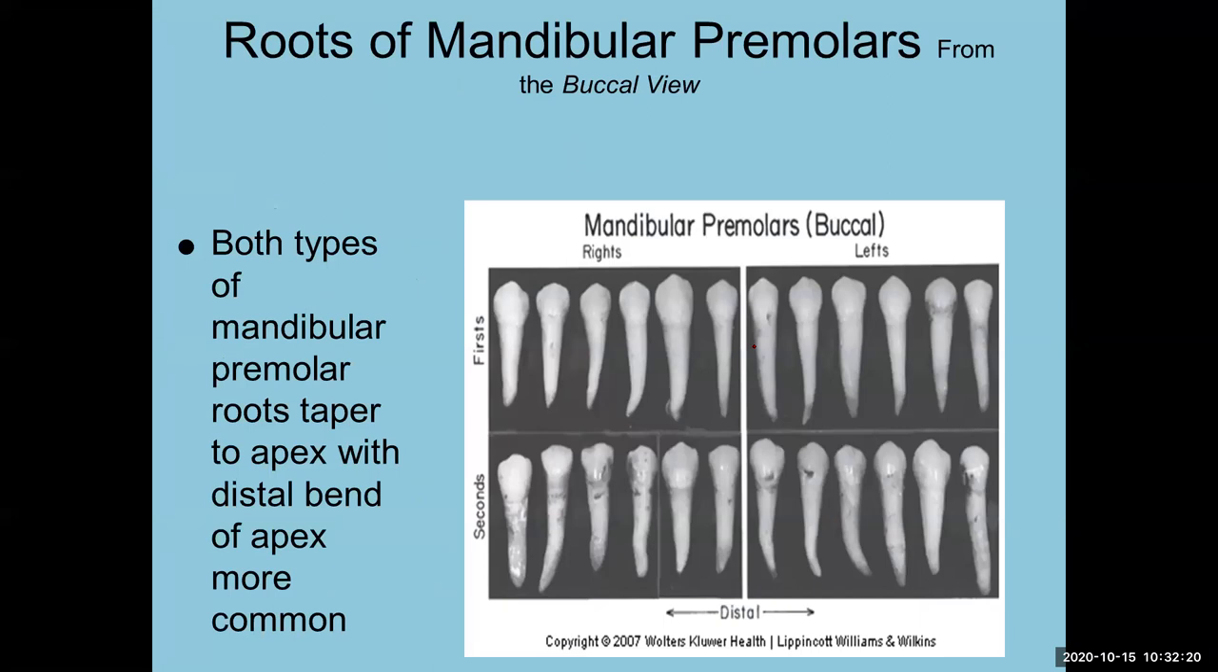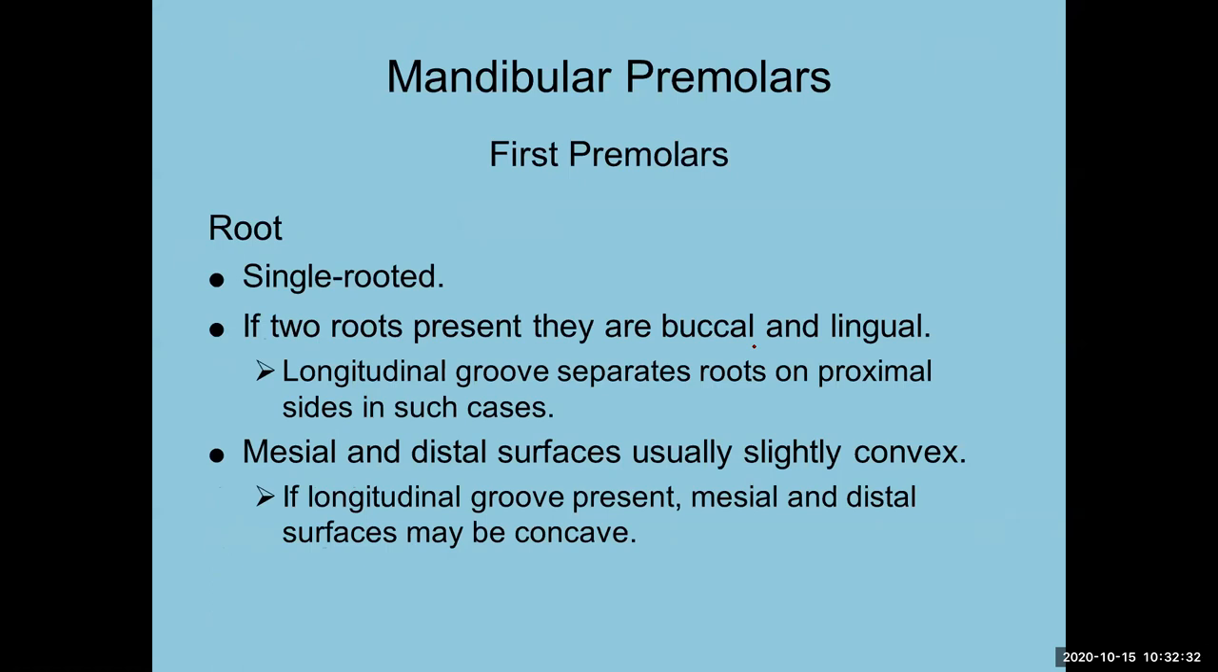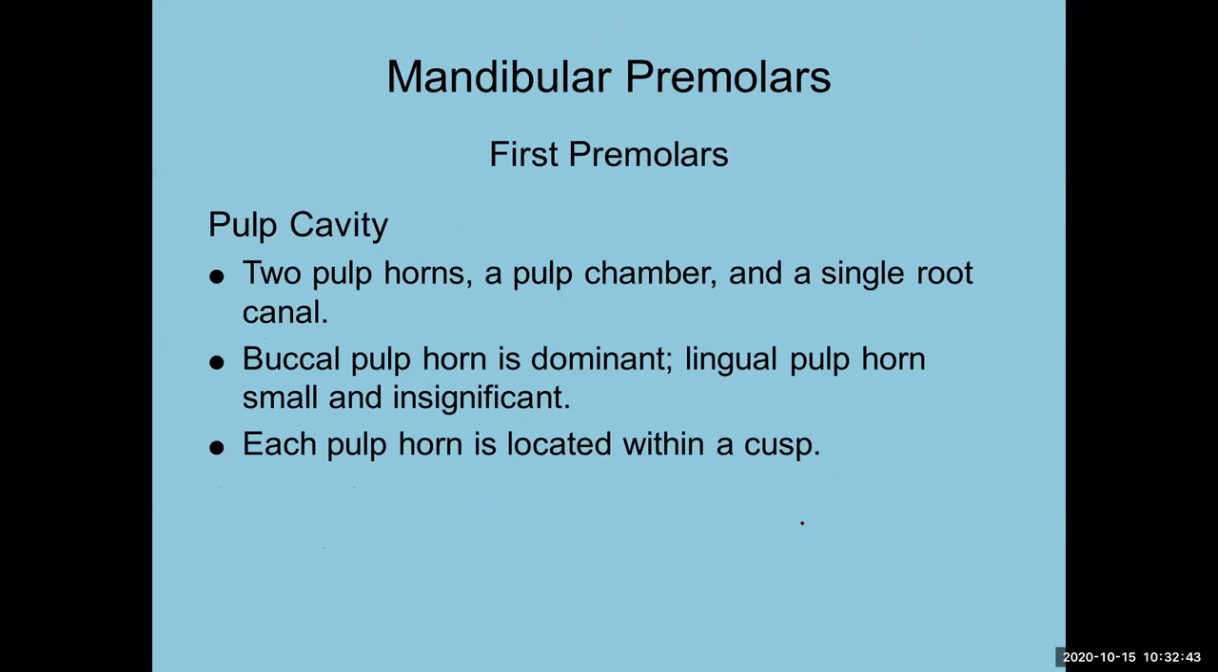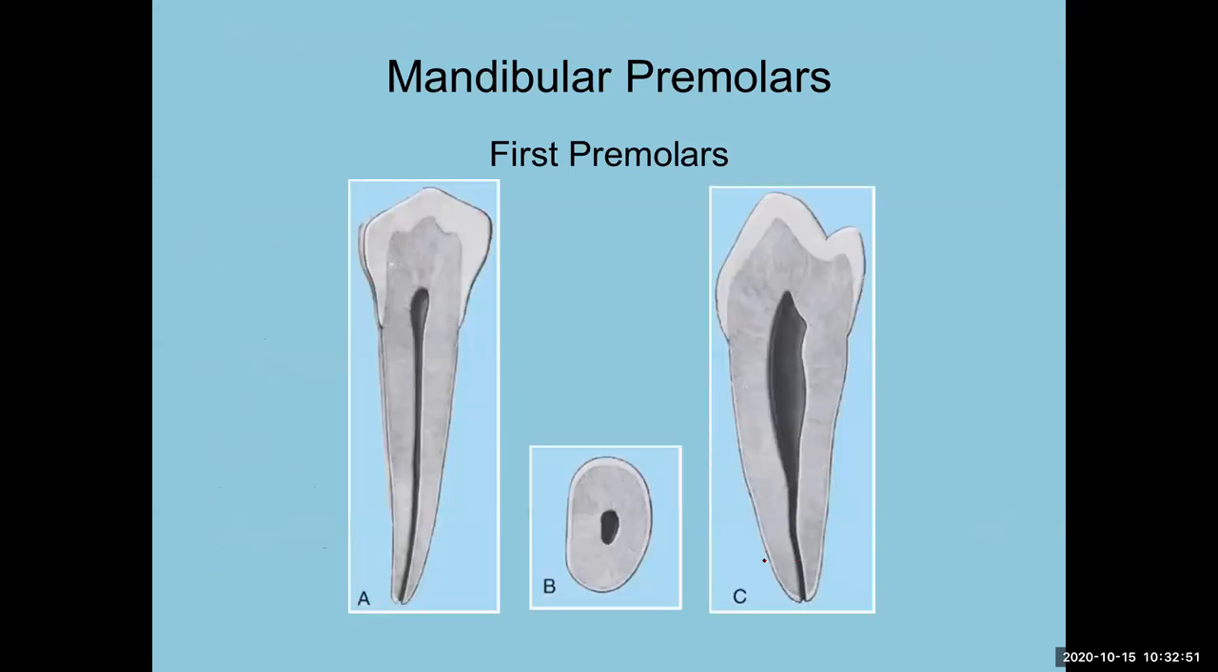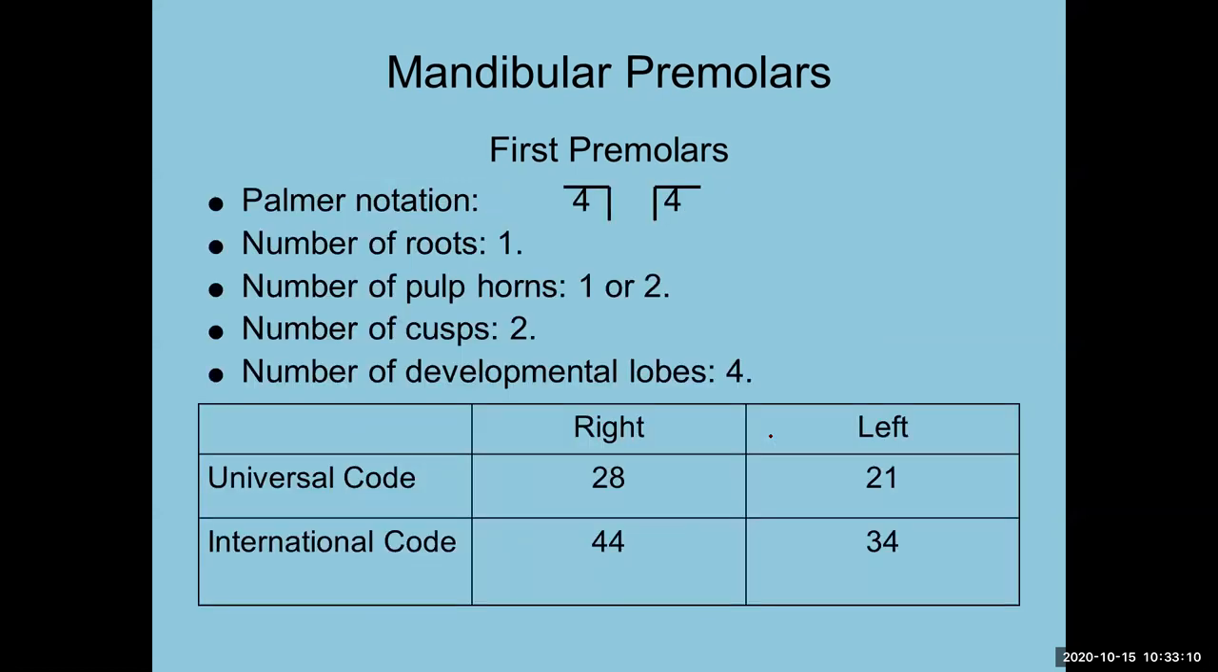The root tapers at the apex. If it bends, there's going to be a bend towards the distal. They're usually single rooted. Pulp horns, pulp cavities, I don't need you to know that. But look at the shape of the root. Again, you need to remember that because that is what you're going to be instrumenting subgingivally. You're not going to be able to see that. You need to be feeling that. Know how to convert everything.